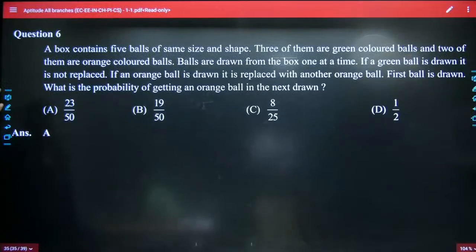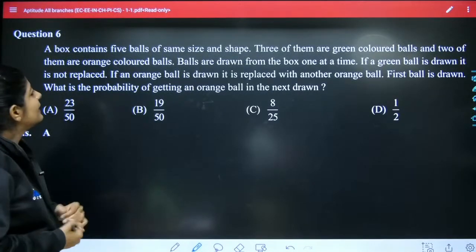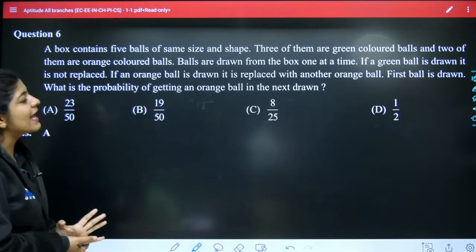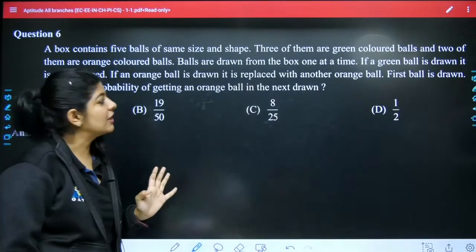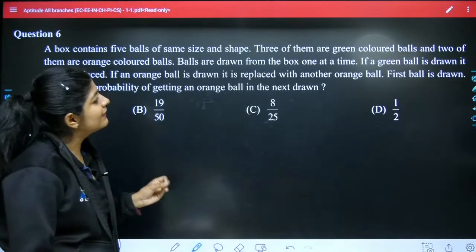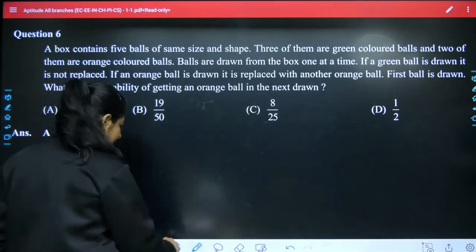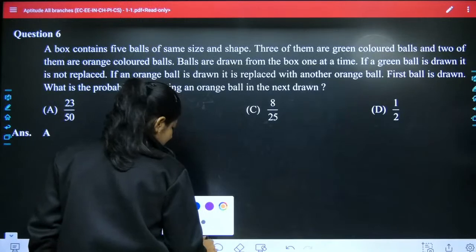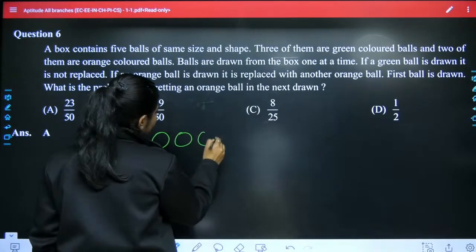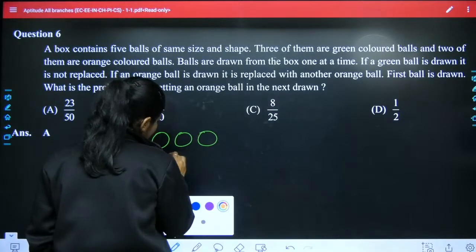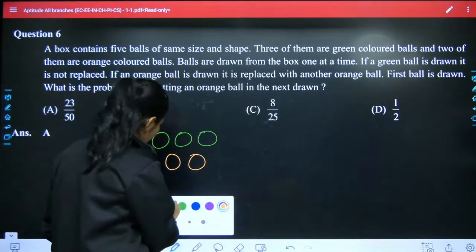Okay, this is a question from probability. It states that a box contains 5 balls of the same size and shape. Here we have 5 balls, all of the same size and shape. 3 balls of them are green and 2 of them are orange. So here we have 3 green balls and 2 orange balls, right?